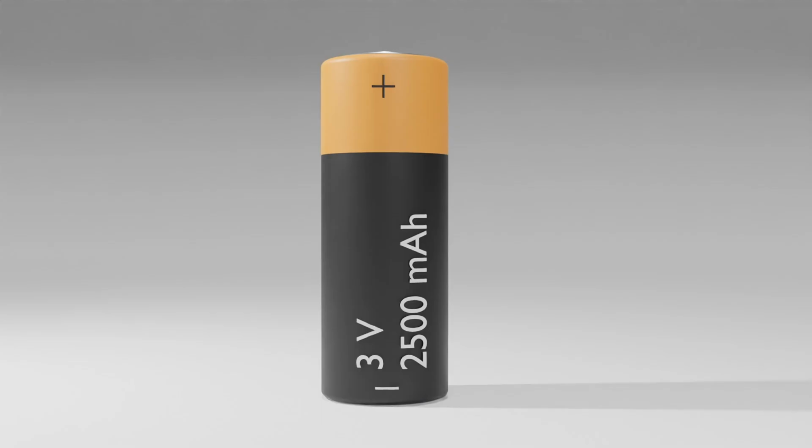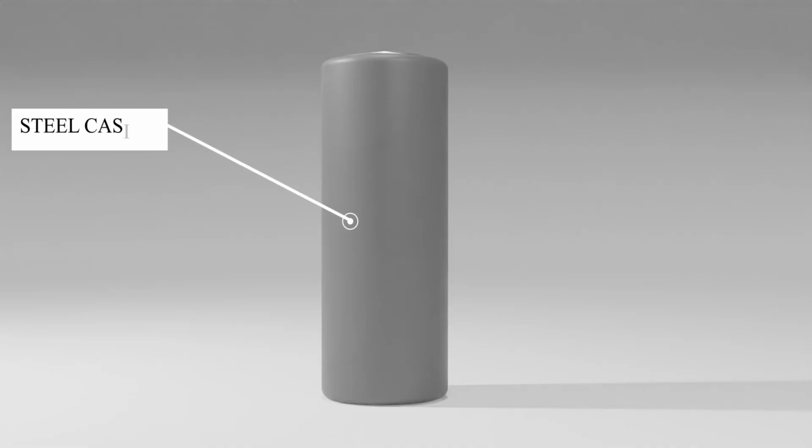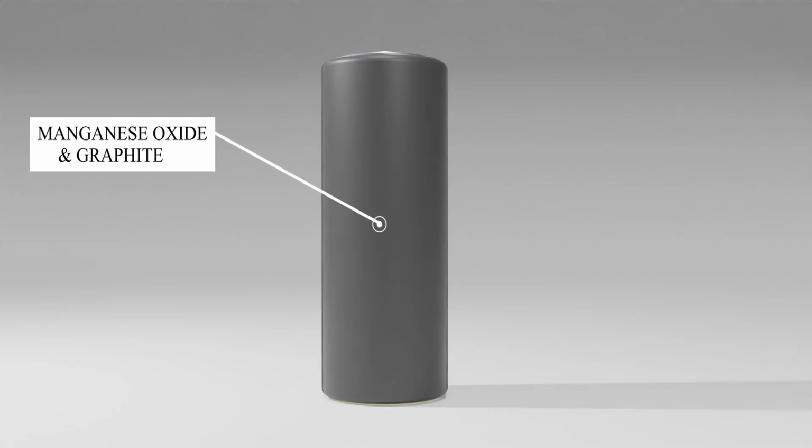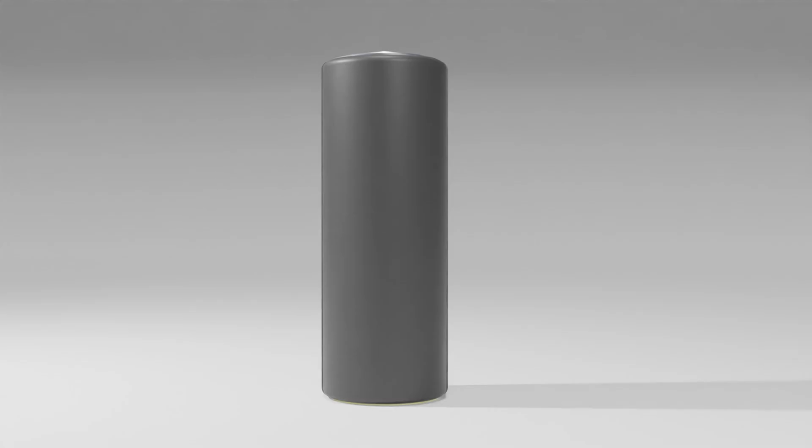Under the wrapper, we find a steel casing. This casing holds all the internal components in place and protects the internal chemicals from the elements present in the atmosphere. Within the casing, we have the layer of the cathode, which consists of a layer of manganese oxide and graphite. Graphite is used because it increases the conductivity and the energy density.